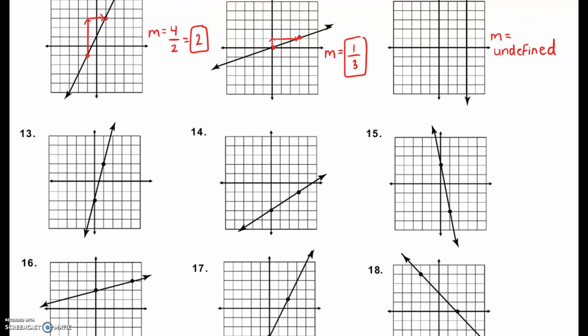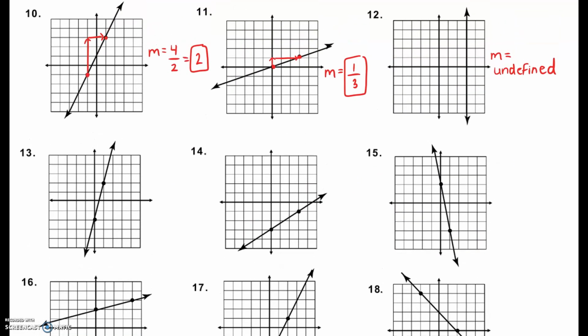One more row, and then I'm going to leave the rest for you to work on your own. So for number 13, we will count again. We went up 1, 2, 3, 4, to the right 1. So 4 over 1 would give us a result of a positive 4. For number 14, we will count our slope here. We went up 2, to the right 3. That is a fraction that can't be reduced, so our slope would be 2/3.